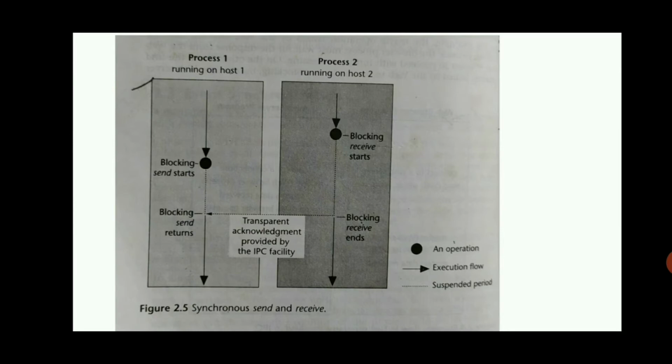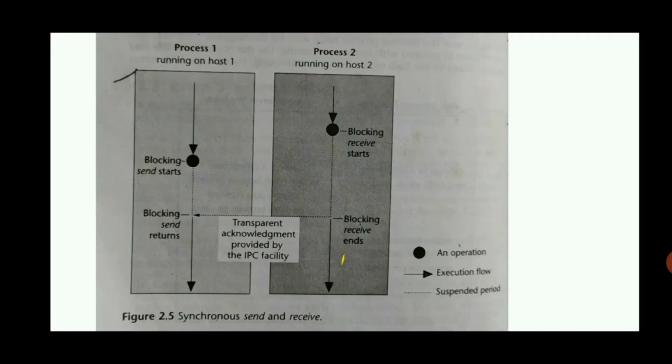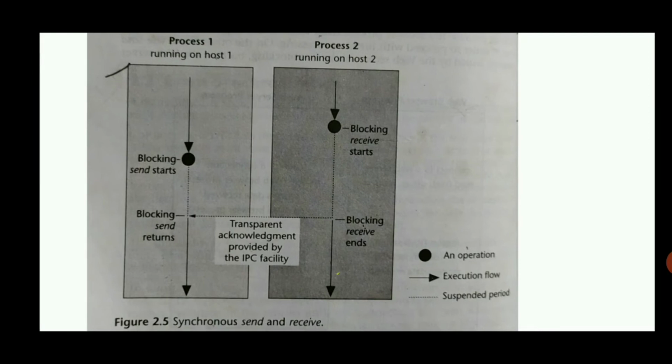For example, there is a possibility that the operation may not be fulfilled until the amount of data the receiver expects has arrived. So the synchronous receive operation may not be fulfilled. Here the synchronous receive of process 2 may not be fulfilled until the amount of data the receiver expects to receive has arrived.